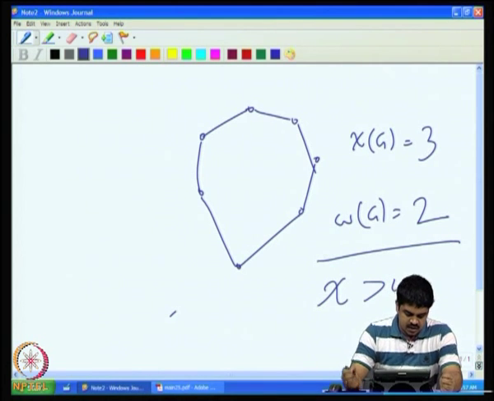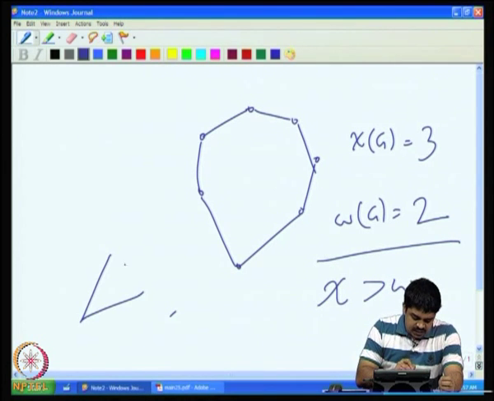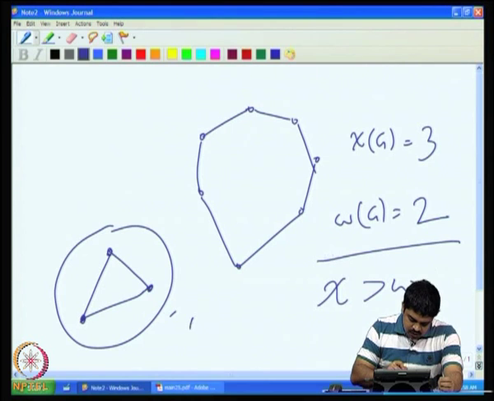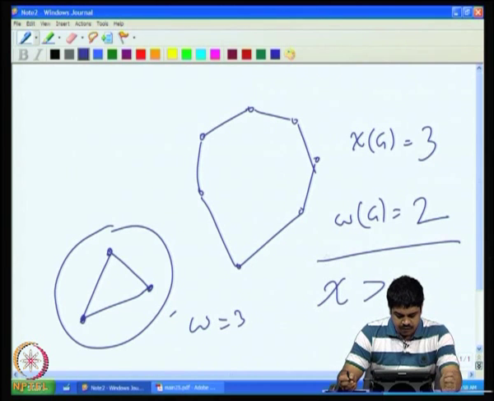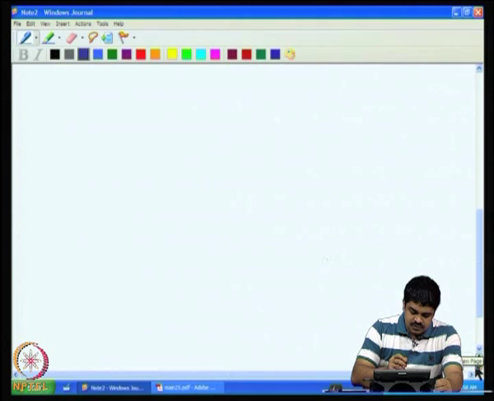greater than omega there. See, an odd cycle of length 3 is not an example, because here 3 colors are required to color it, and also the clique number is equal to 3 here. So, therefore, they are not examples. Now, of course, obviously we will look at the complement of it. They are also examples of non-perfect graphs.